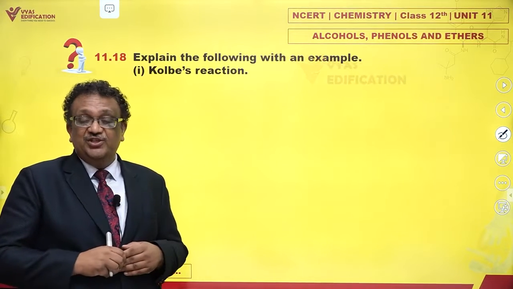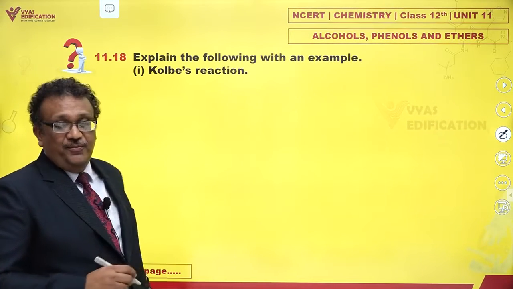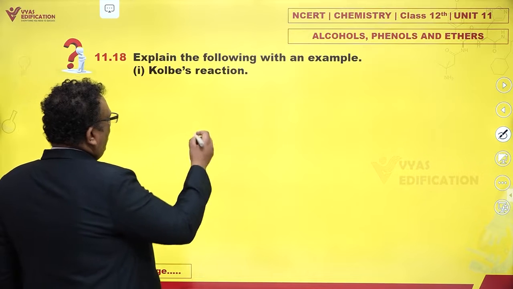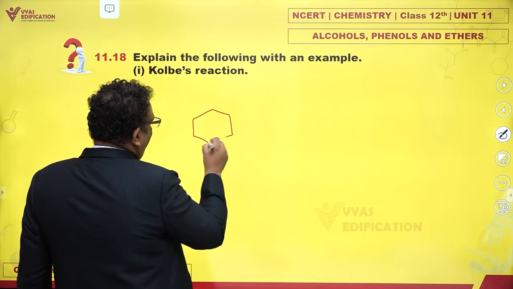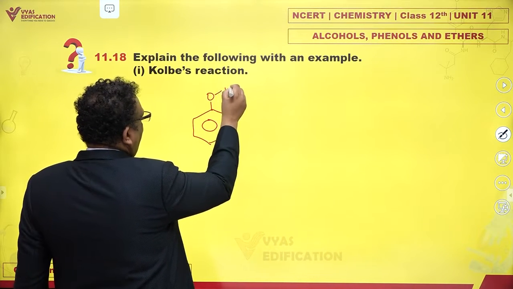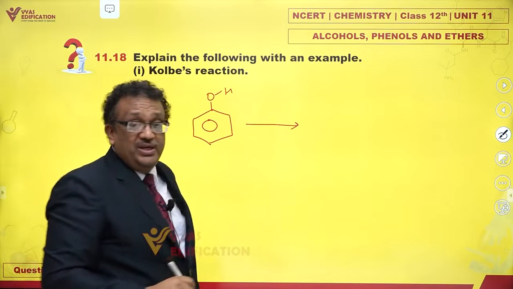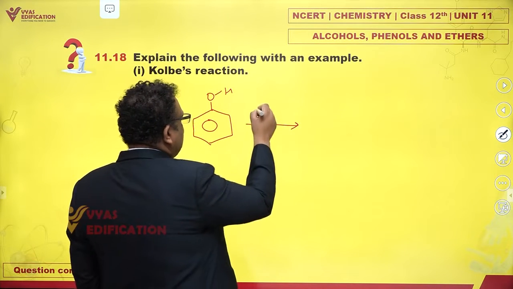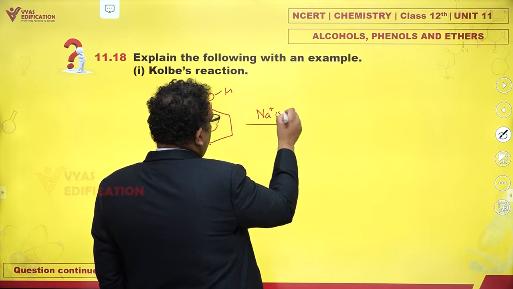Explain the following with an example. Kolbe's reaction. What Kolbe has said is, you take phenol. Now you treat this with a strong base like NaOH or KOH. Let's take NaOH for example.